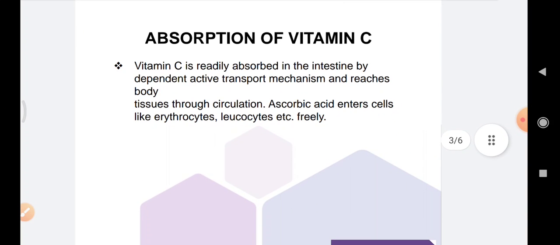Now coming to the absorption of vitamin C. Vitamin C is readily absorbed in the intestine by sodium-dependent active transport mechanism and reaches body tissues through circulation. Ascorbic acid enters cells like erythrocytes, leukocytes, etc. freely.